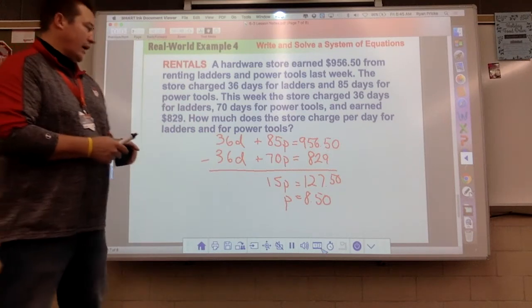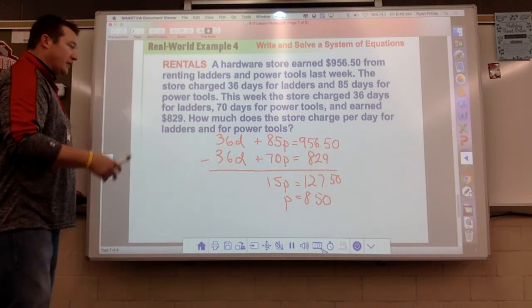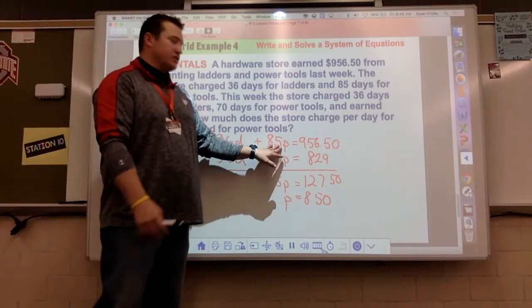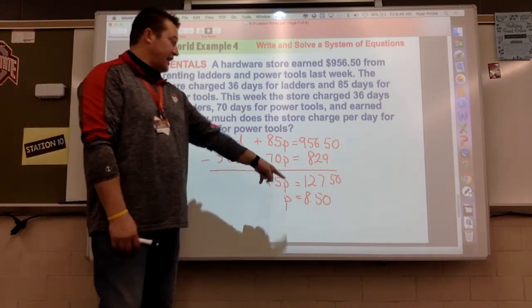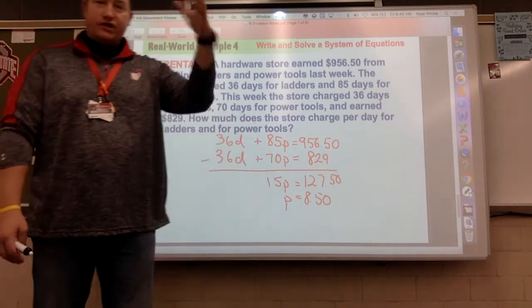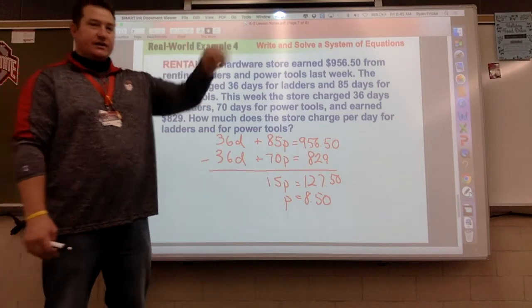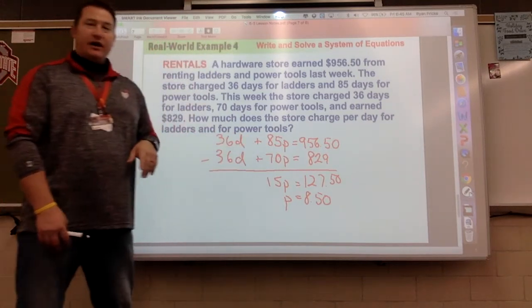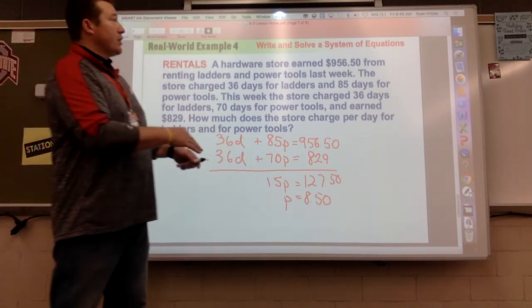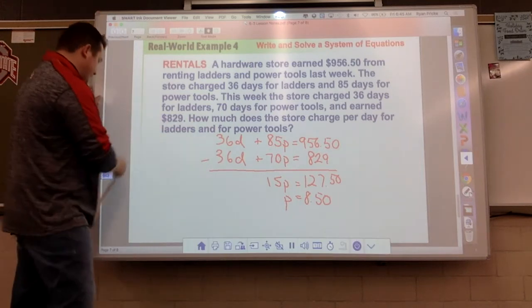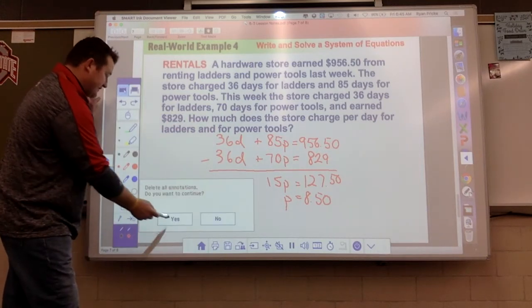a day, okay? If we want to figure out how much we rent power tools for, you guys know what to do. Take that $8.50, plop it into one of these equations, multiply it by 36, subtract it from that number, then divide by your coefficient, good to go, okay? We're not going to do that due to time constraints, but we will move on to the very last slide that we have.